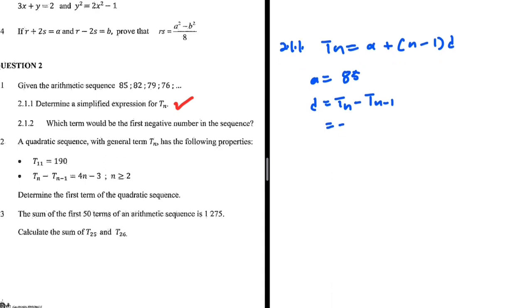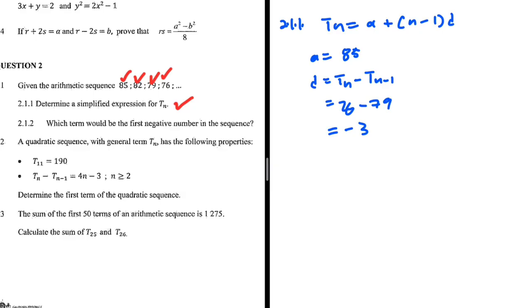So we can say 76 is t4: 1, 2, 3, 4. So we can say 76 minus 79, which is equal to minus 3, the difference between two consecutive terms. So Tn will be equal to a, which is 85, plus n minus 1 multiplied by d. What is d? d is minus 3.